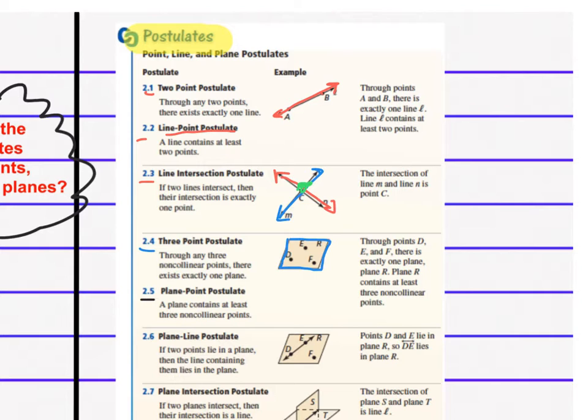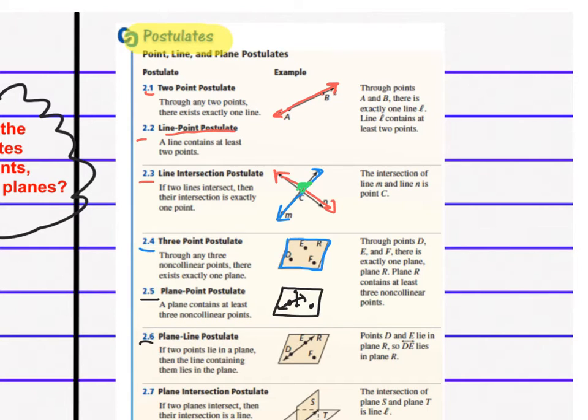All right, 2-5, the plane point postulate. A plane contains at least 3 non-collinear points. So we might have a point on a line, a point off the line, and we might have a line segment, something like that. Just an example. All right, 2-6, the plane line postulate.